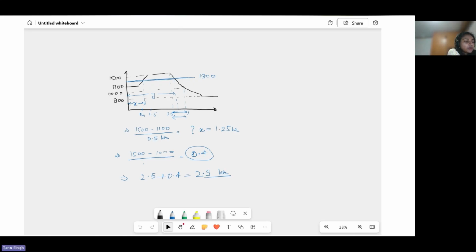So the value that we get from here is 0.4, and the value of x that we get is 1.25 hours after solution, and here we get it as 0.4. So the total y that we get is 2.5, because the time here is 2.5 and here it is 3. So 2.5 plus 0.4 comes out to be 2.9 hours. Okay, so these are the two values that we need to find.